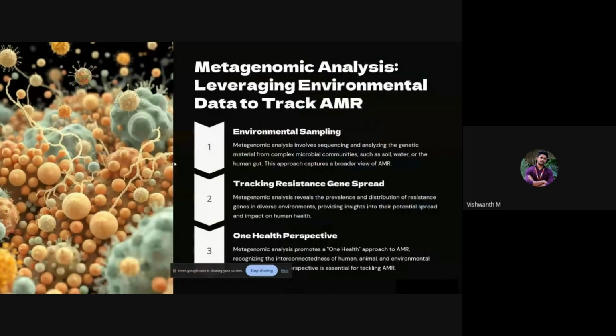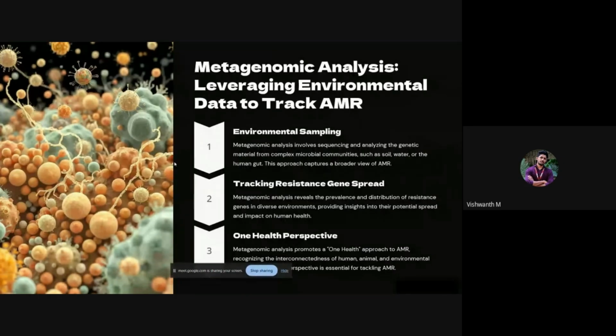The next topic is metagenomic analysis. What is metagenomic analysis? In simple terms, sometimes instead of studying one germ, scientists look at an entire microbial community in places like soil, water, or the human gut. This is called metagenomics. It's nothing but studying the genes of a complete microbial community in a particular environment.